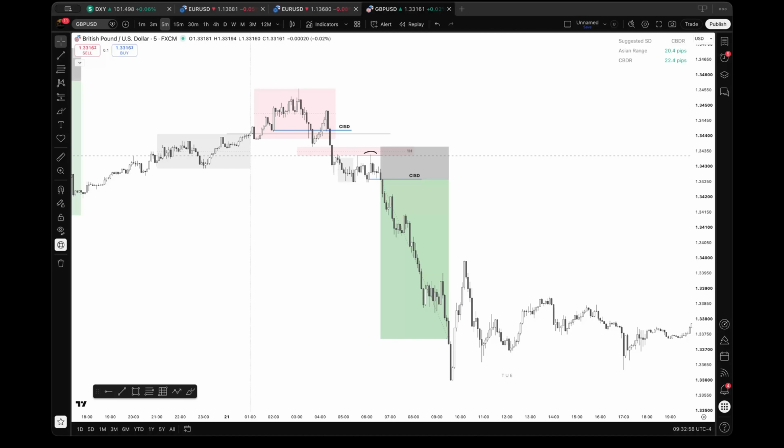It happens across all markets and assets every single week on all time frames.